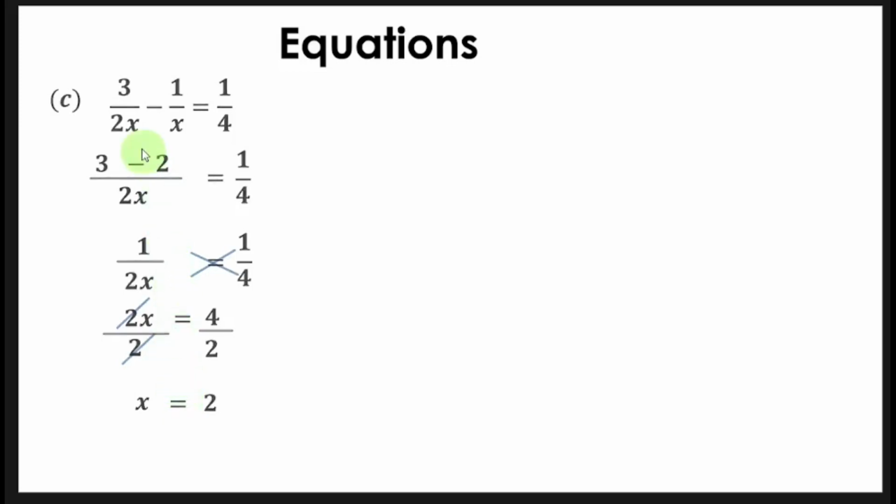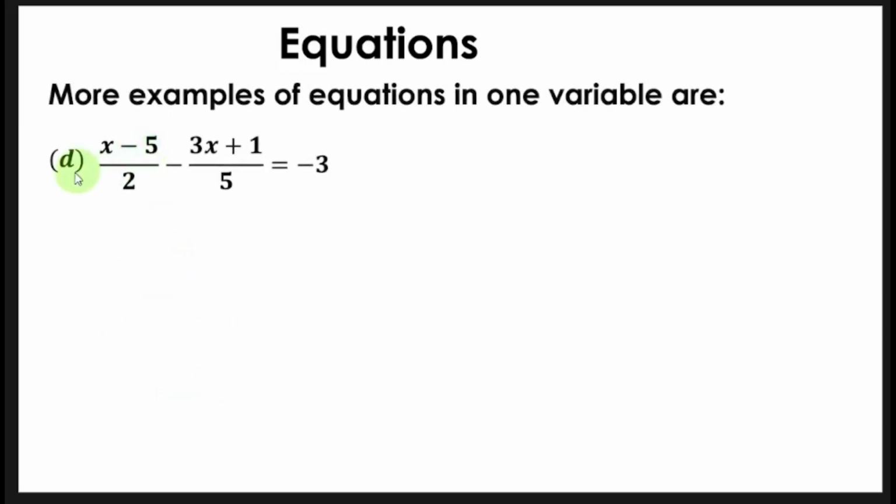So let's do D as well. D, we have x minus 5 over 2 minus 3x plus 1 over 5 is equal to negative 3. Again, on the left side here, we have this fraction containing x and this fraction also containing x. So we must get rid of this fraction first by making it a single fraction.